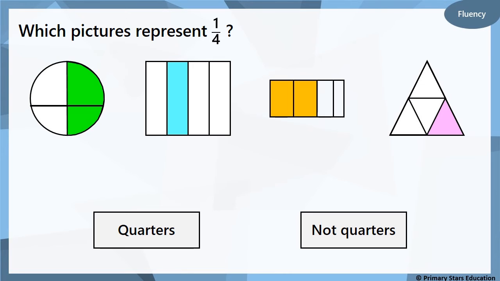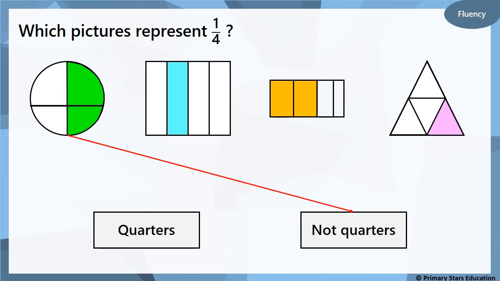Have a little look at the shapes that we've got here. Some of them are showing 1/4 and some of them are not. Can you think which ones do show 1/4 and which ones do not? So we've got the picture of the circle. As you can see, it has been split into 4 parts, but the parts are not equal. 2 of the parts are bigger than the other 2, so we can safely say that they have not been split into quarters. The next shape has been split into 4 equal parts.